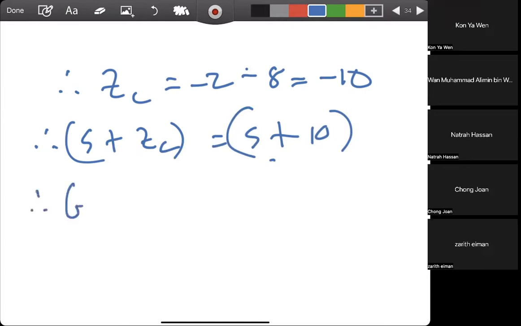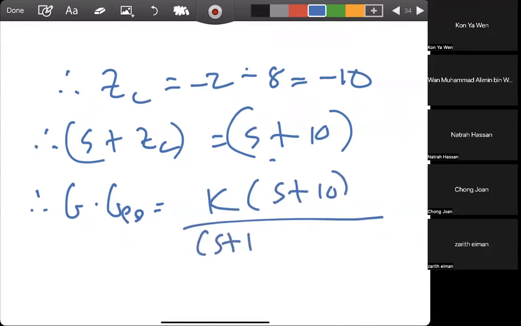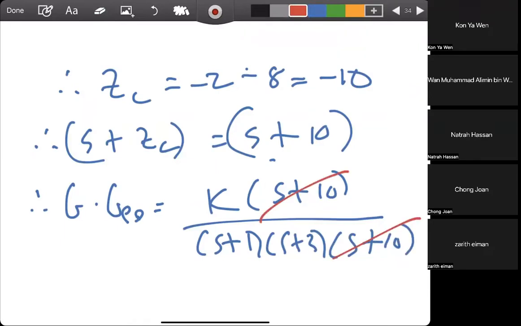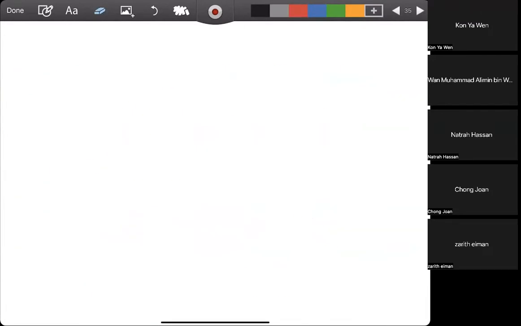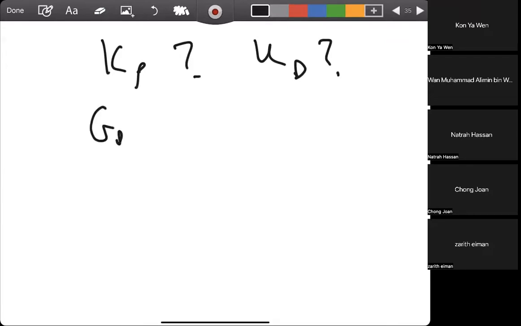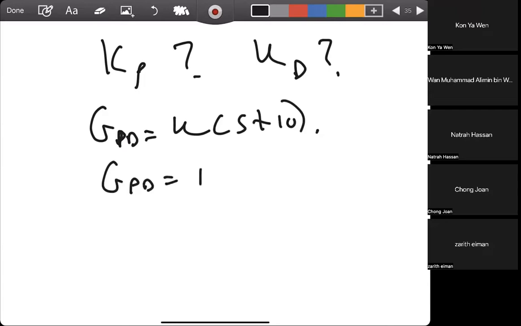But when you combine the open loop and the PD controller together, it will cancel out. So the gain K now is 12.97. So what is KP? What is KD? So GPD is K(s plus 10), so GPD is equal to 12.97(s plus 10).